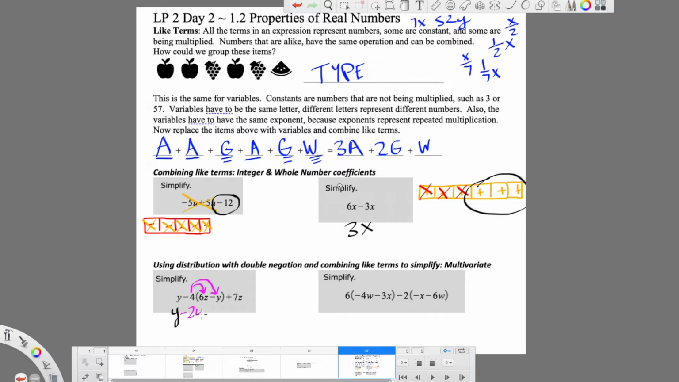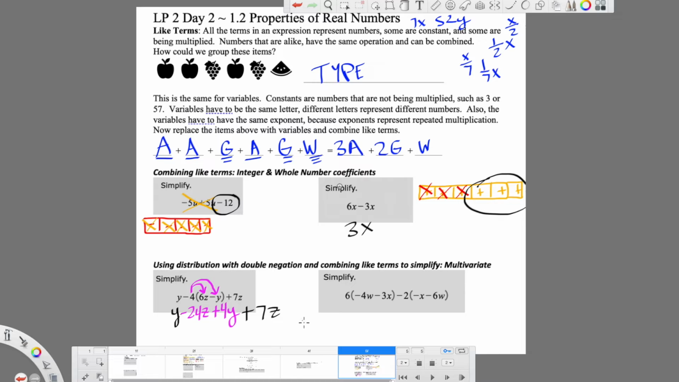24, and then the z was with the 6, so it gets included. It just comes with this 6. So it's negative 4 times 6z, so it's negative 24z. And then negative 4 times negative y, well, 2 negatives make a positive, and 4 times y is 4y. And then on the end there, we just have plus 7z.